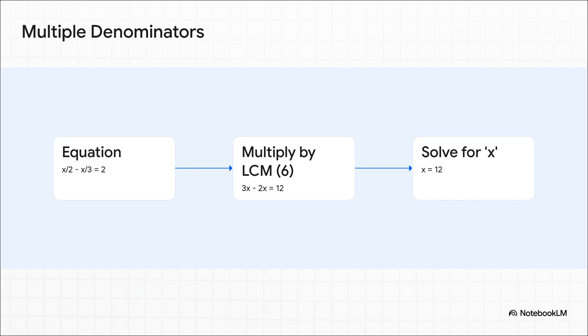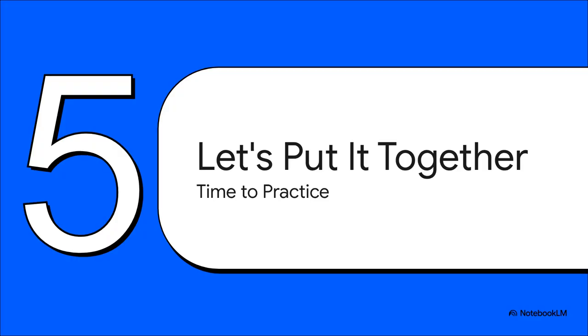And this is the magic part. It cancels out both fractions at the same time, leaving us with a nice clean equation. And from there, the answer is clear. X equals 12.